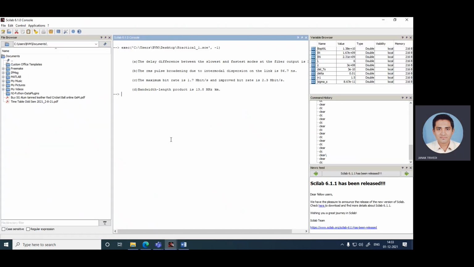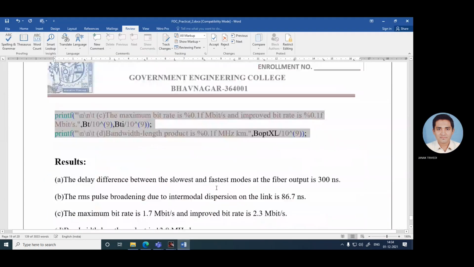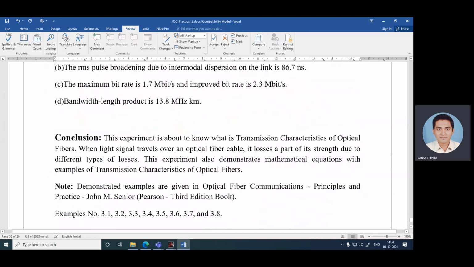So the answer: the delay difference between the slowest and fastest mode at the fiber output is 300 nanosecond. The RMS pulse broadening due to intermodal dispersion on the link is 86.7 nanosecond. The maximum bit rate is 1.7 megabit per second and the improved bit rate is 2.3 megabit per second. And the bandwidth length product is 13.8 megahertz kilometer. So that's it for this example.